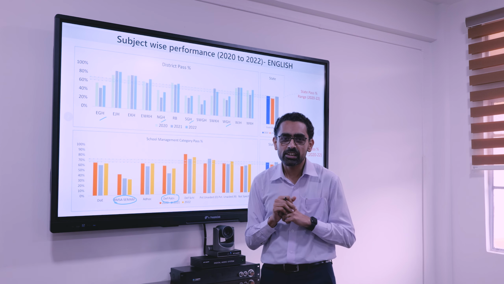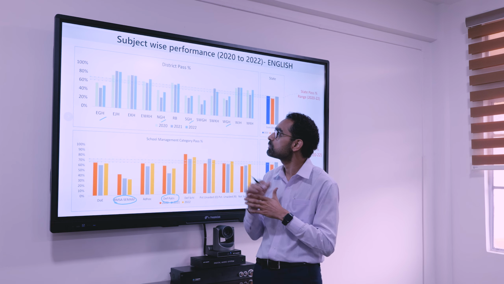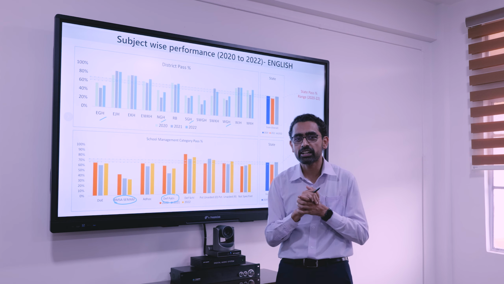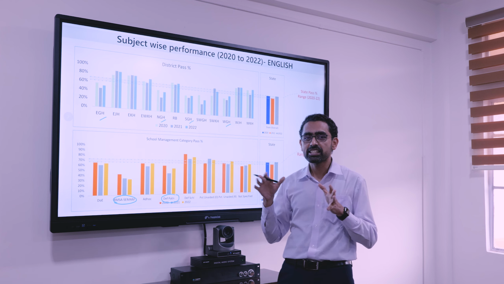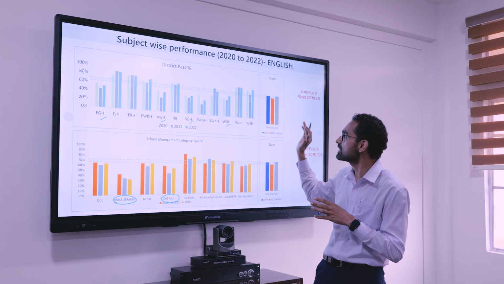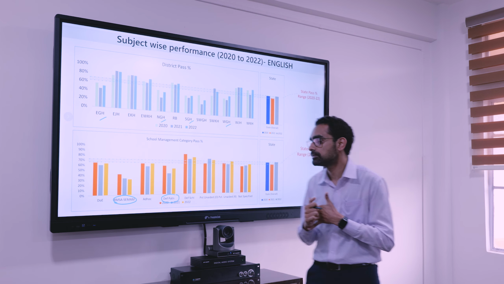One disclaimer I want to share here is that when we are discussing the subject-wise performance, the figures are for affiliated schools, as provided by MBOSE. This pattern may be slightly different when we see the overall picture. So when we discuss English, science and other subjects, they are basically for the affiliated schools.